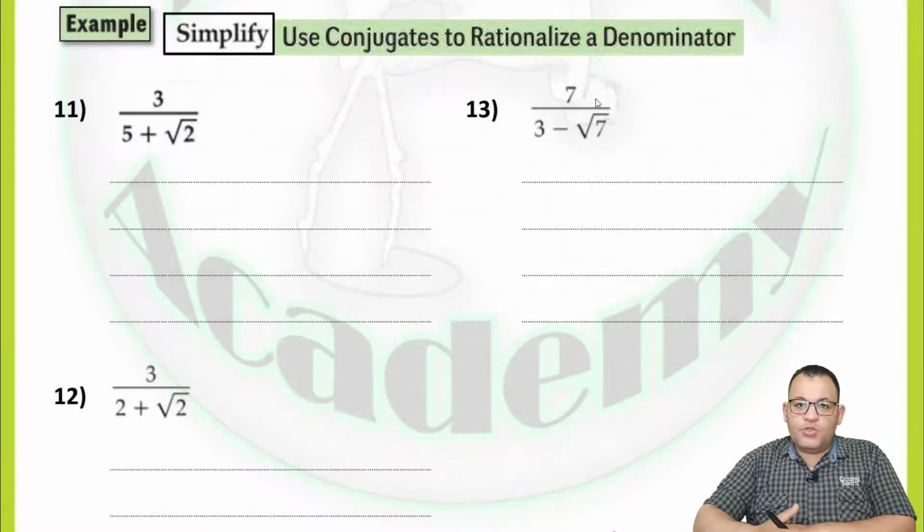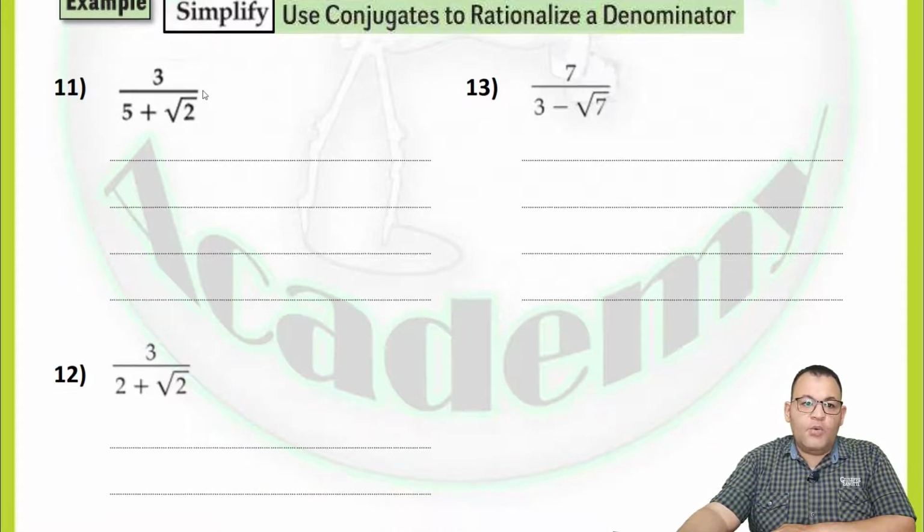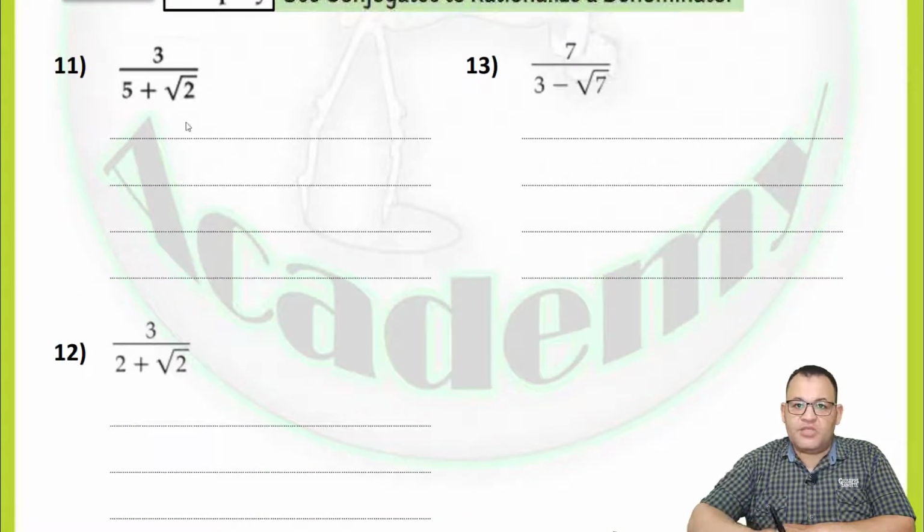In this problem, we need to simplify. We will use the conjugate to rationalize this denominator. As we said before, we can't leave root at the denominator. If we have only a root, we can multiply it by root 2 over root 2. But now we have 5 plus root 2. How can we solve it?